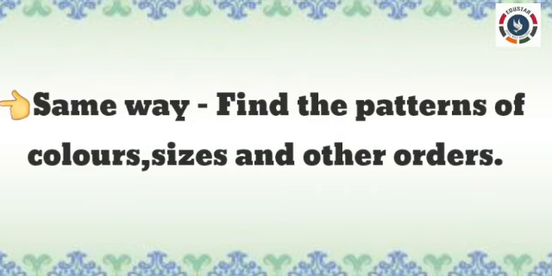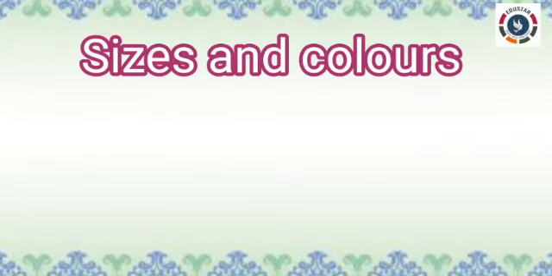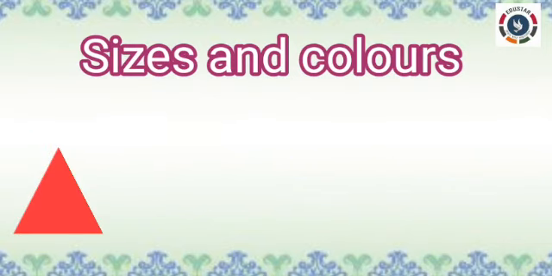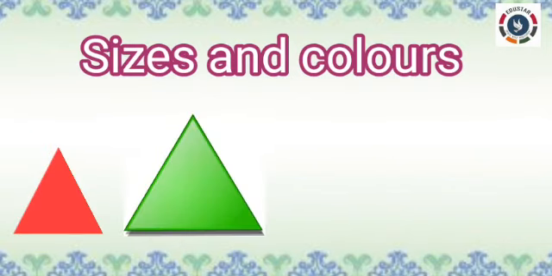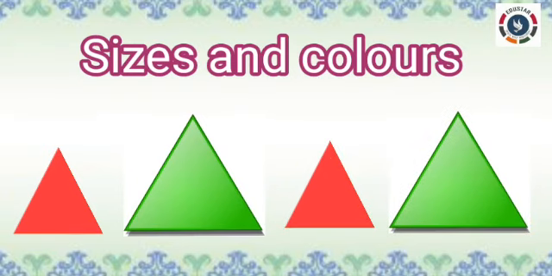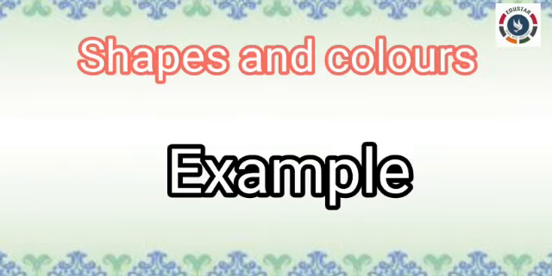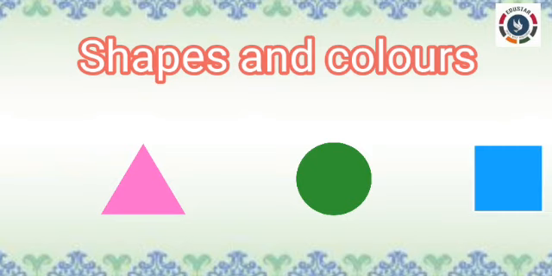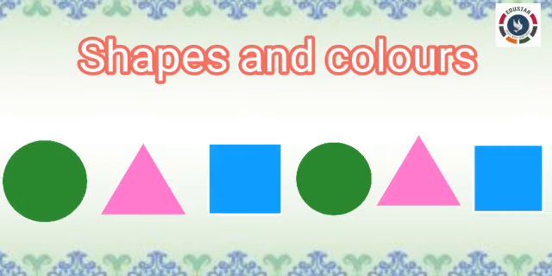Sometimes, patterns can also occur by changing sizes and colors. For example, small triangle in red color and big triangle in green color, and this order is being repeated. Or they occur by changing shapes and colors. For example, circle in green color, triangle in pink color, and square in blue color. And this order is being repeated.